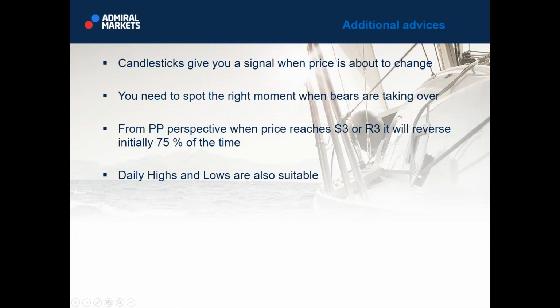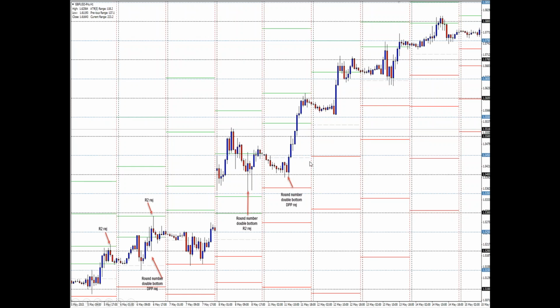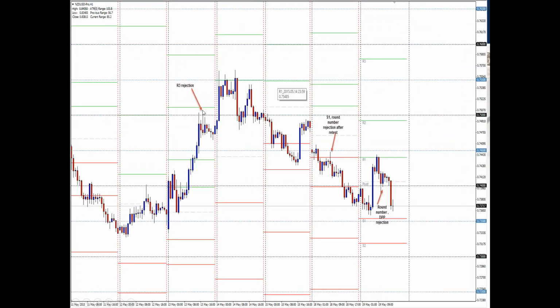Additional advice is, then, live chart. Candlesticks give you a signal when price is about to change. You need to spot the right moment when bears are taking over. From a pivot point perspective, when price reaches S3 or R3, it will reverse, initially 75% of the time. So guys, if you see that R3 has been hit, as in this example, 75% of the time the price will reverse, as in this example. We don't know how big the reversal will be, but you can at least go for a scalp, or you can hope that the price will proceed in your direction, as in this example. So it will usually reverse.